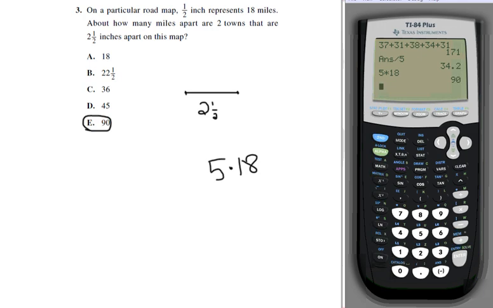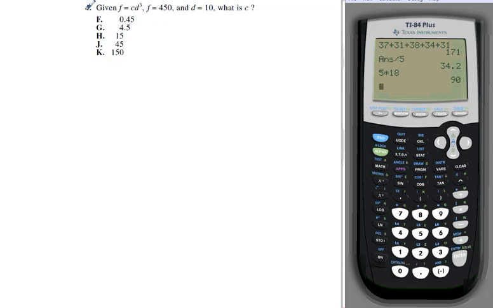So, all right, given F equals C D cubed, F is 450 and D is 10, what is C? All right, so this one, we're just plugging in the values and figuring out what C is. I would probably do this one right when I saw it. So F is 450, and then D is 10. So we're trying to figure out what C is. And D is 10. So C times 10, and then this is cubed.